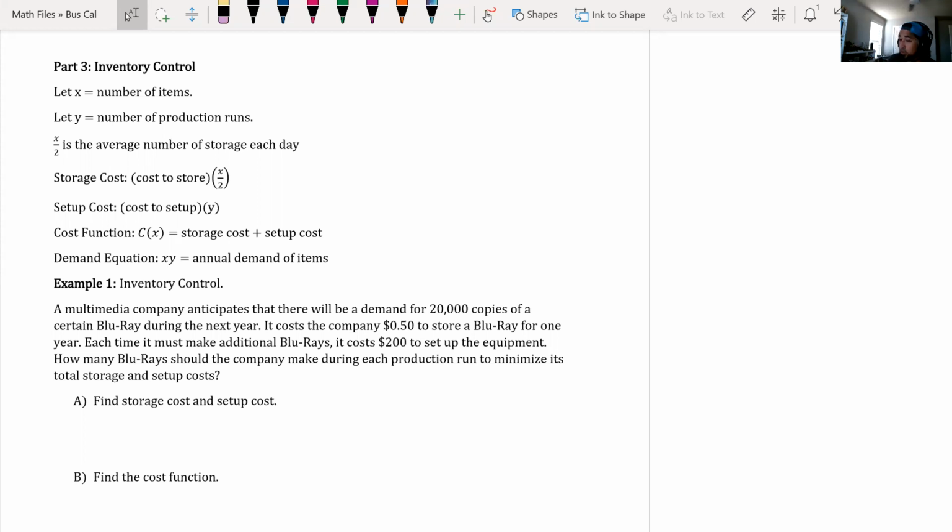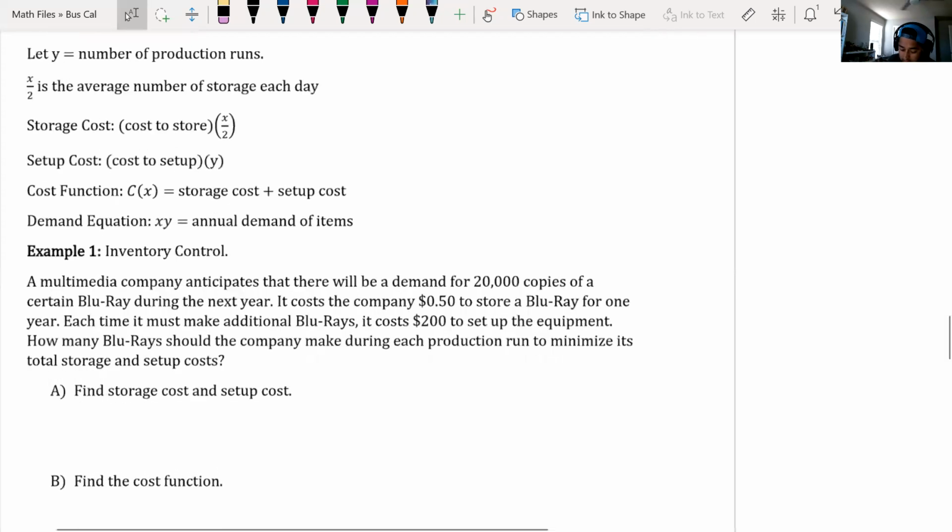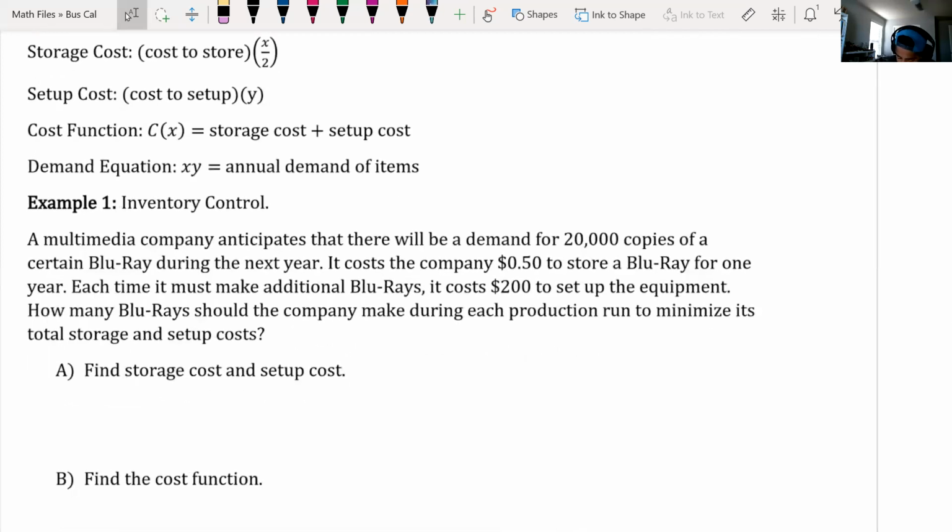Okay, so first thing we're going to do is create the storage cost and setup cost equations from the given information in the paragraph.